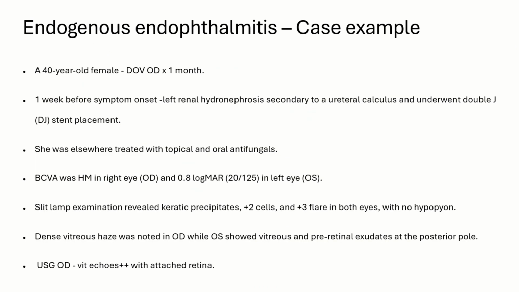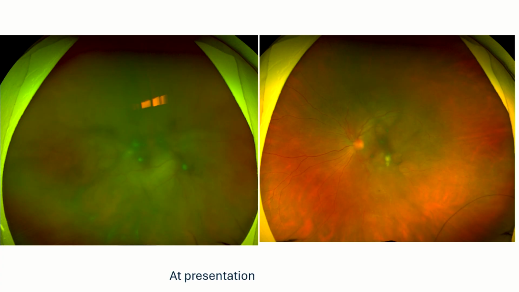So this is a 40-year-old female, and she had some ureteric calculus, and she had a DJ stent placement, and it was removed. And after removal, 1 week later she had an eye problem. It was hand movements in the right eye, and she was already started on topical and systemic antifungals, and she was referred here. So this is the picture. This eye was hand movements, and this eye was 6/18. Actually, here the retinal details are seen, but clinically it was much, much hazier, and ultrasound showed significant vitritis.